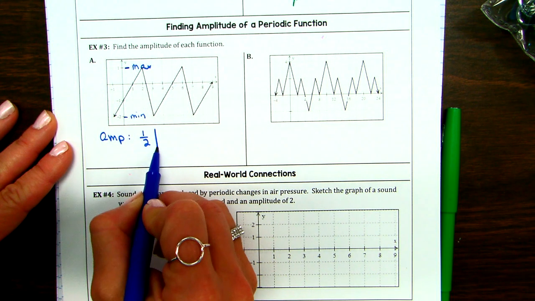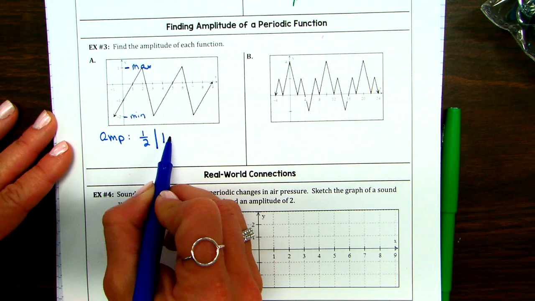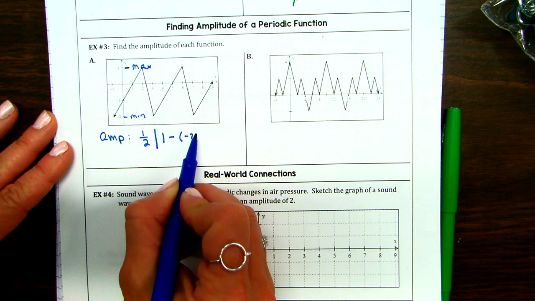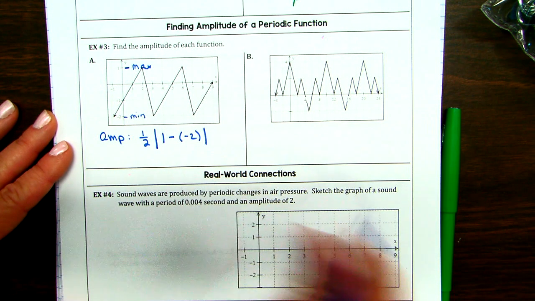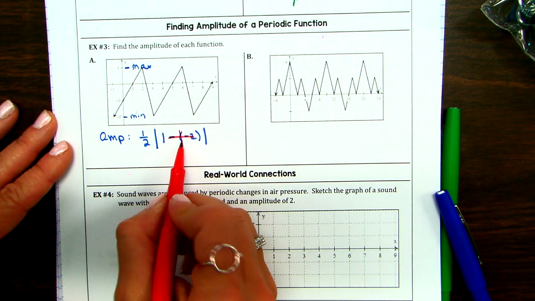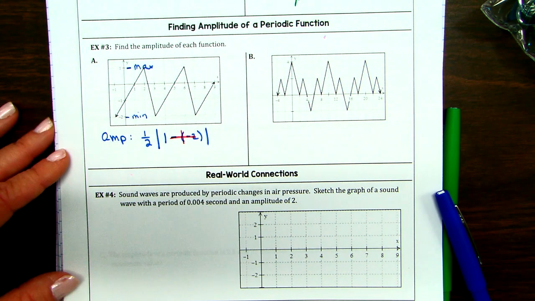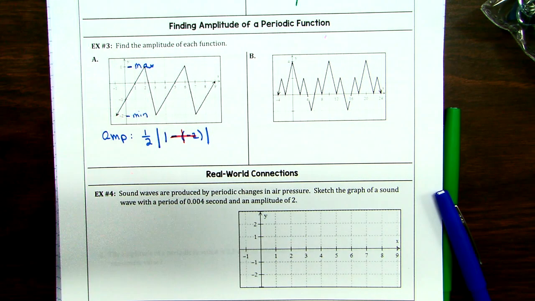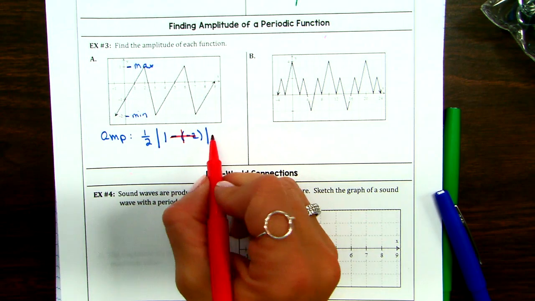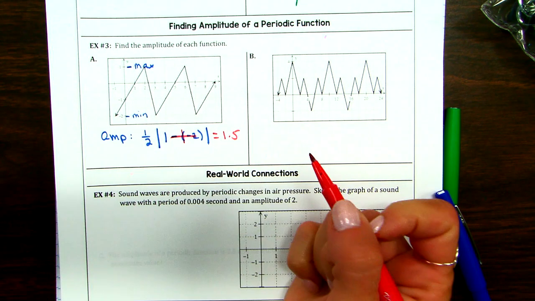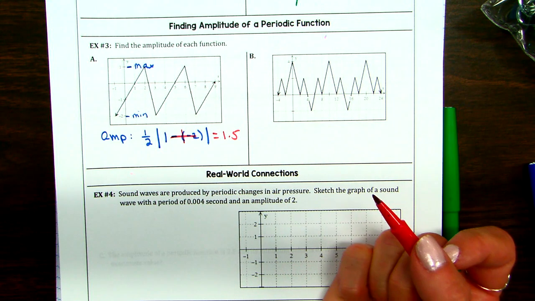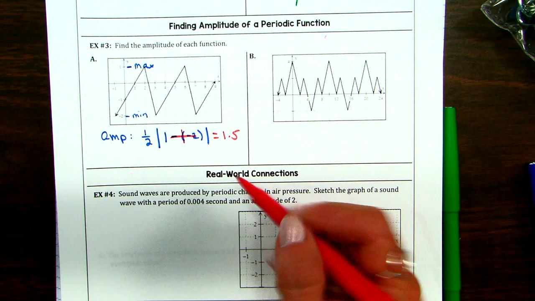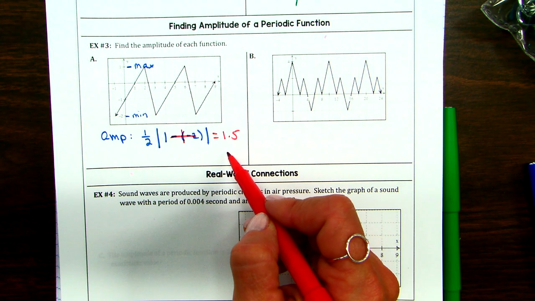1/2 of my max minus my min, in absolute value symbols, because when I add those together, it's going to be +3 or -3, depending on the order I did it in, but we always want the absolute value of it. Distance is positive. Okay? And so 1/2 of 3 is 1.5. That is your amplitude. Know that formula.